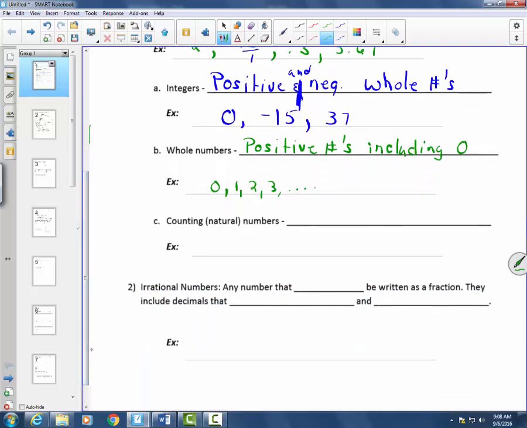Counting numbers are numbers that you can count to, right? So they start with 1, and then they go up. 1 and higher. All right, so for example, we can have 1, 2, 3, 4. So notice the difference between whole numbers and counting numbers. Whole numbers have the 0. Counting numbers do not.